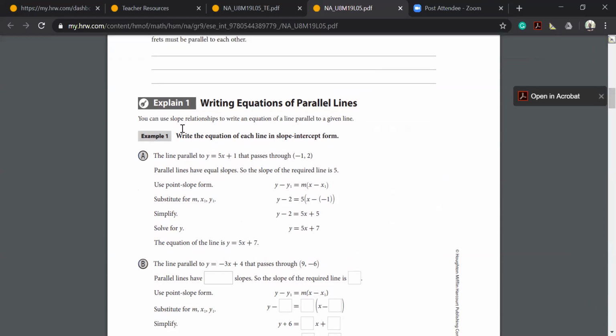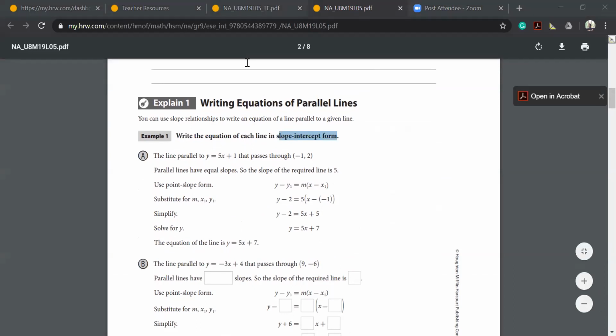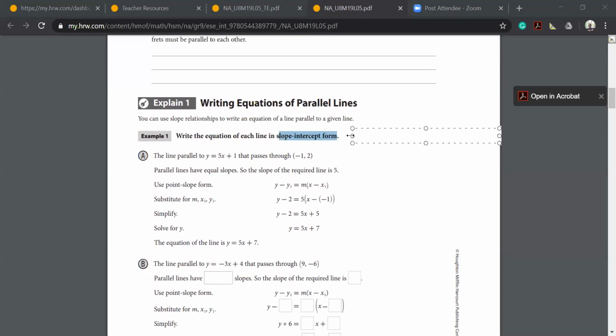Let's read the question. Write the equation of each line in slope-intercept form. You remember what the slope-intercept form was, right? Of course you remember. You're supposed to remember. y equal to mx plus b. This is what you want. And the given is the line is parallel to y equal to 5x plus 1. And that line passes through (-1, 2). Remember, girls, to write a line in slope-intercept form, I need to find m and b, right?